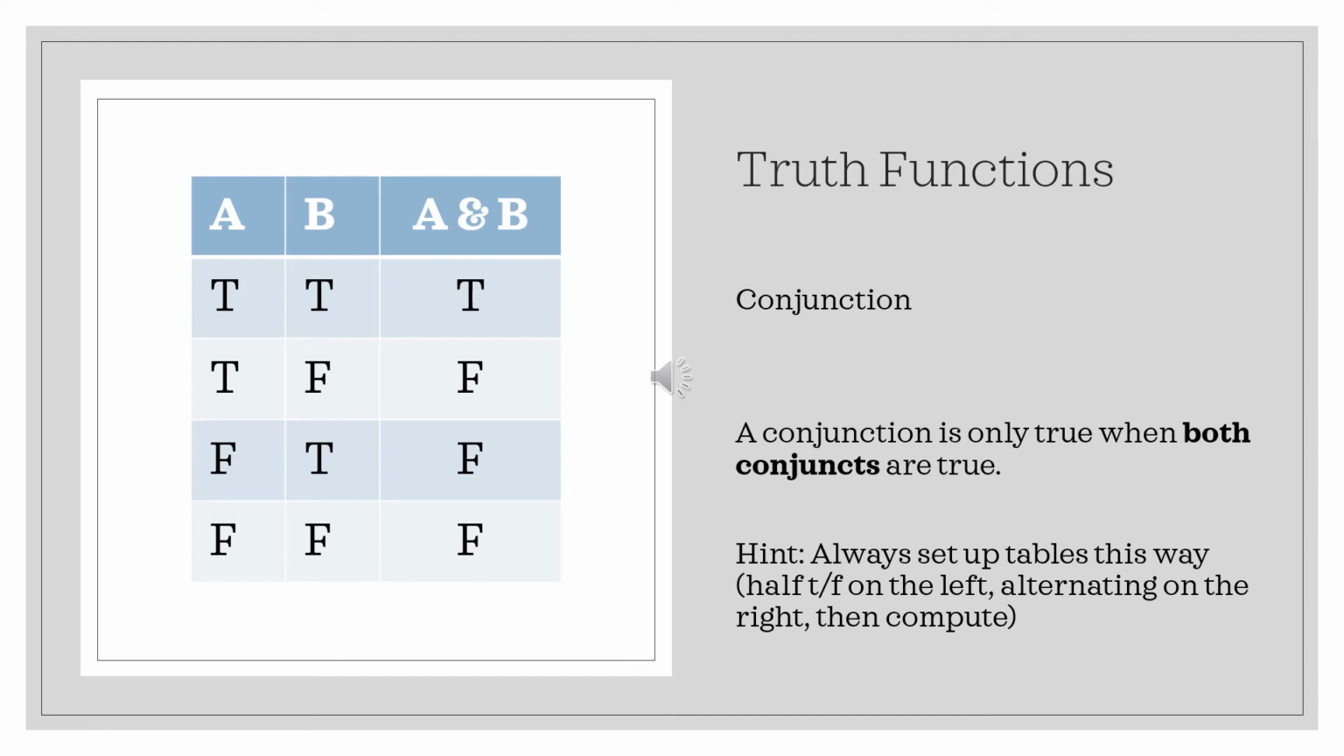Just a hint also for the way that you set up truth tables. On the left-hand side of a truth table, you always do half true and then half false to start, and then you move down, and the last part of the truth table is going to be alternating, and we'll go over that again momentarily.